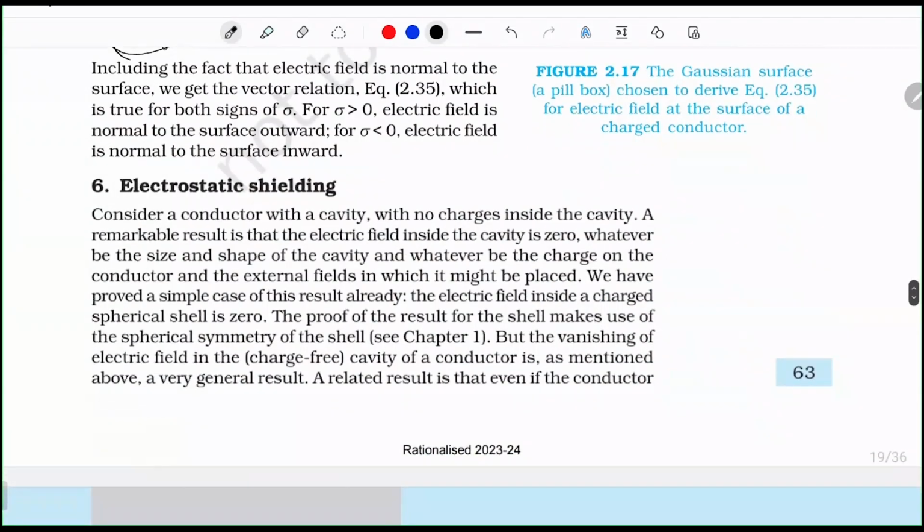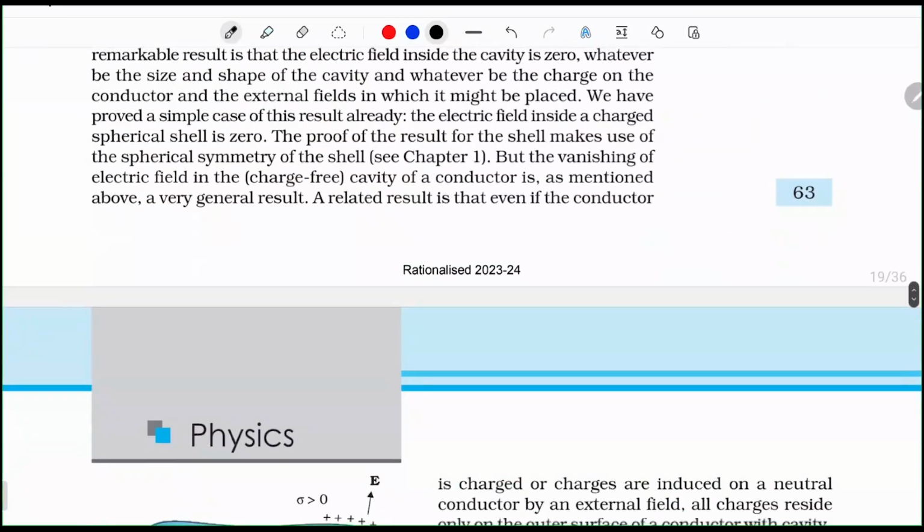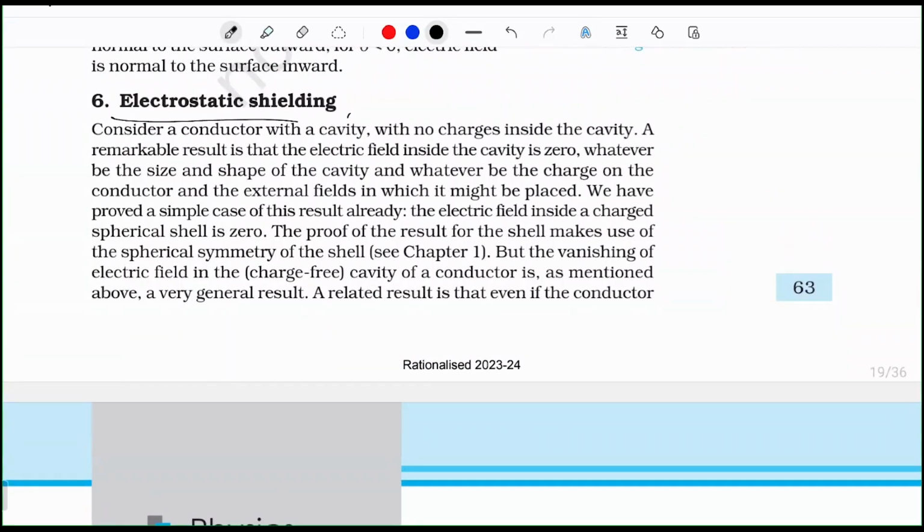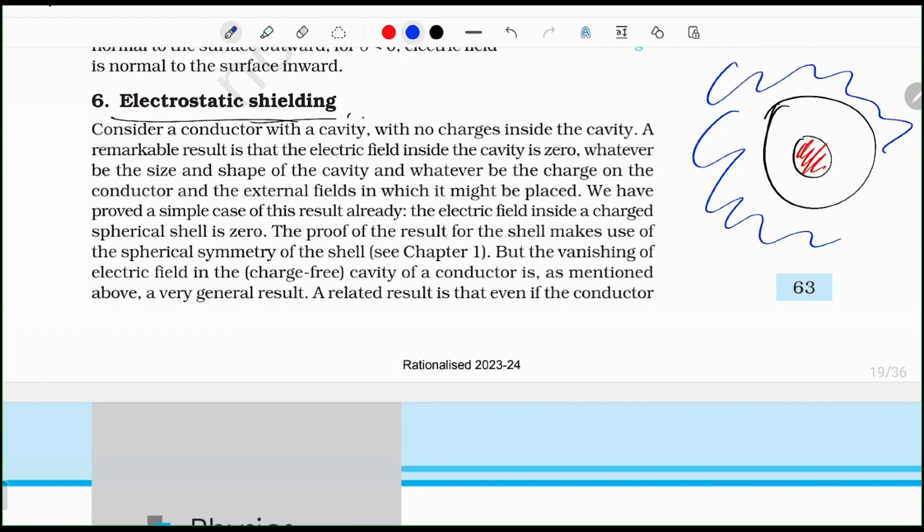Okay, and now we come to the sixth point, which is probably the most important point in a conductor: electrostatic shielding. The basic point of this property is that if you have a cavity inside a metal, then let's say this is the part inside the cavity and this is the universe around the metal. So the red is the cavity and the blue is the universe outside. This property is basically saying that the red and the blue parts behave as roughly independent universes. They do not affect each other in the sense of electrostatics.